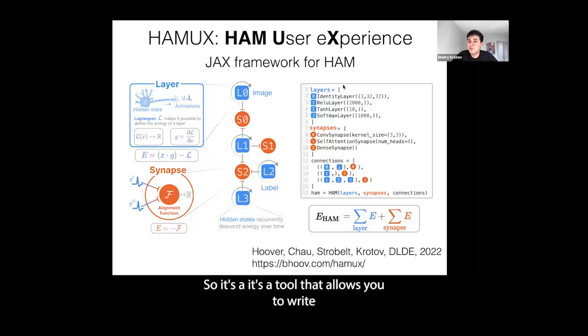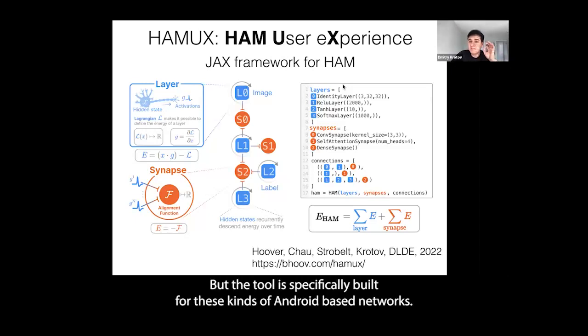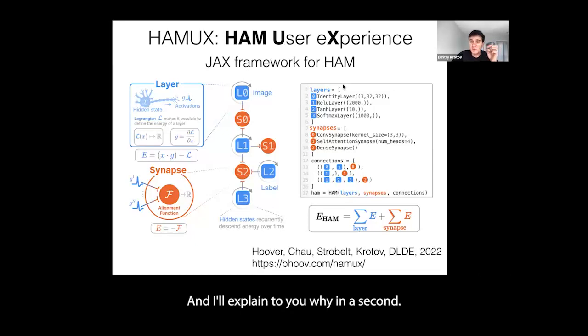So it's a tool that allows you to write code efficiently in some way. But the tool is specifically built for these kinds of energy-based networks. And I'll explain to you why in a second.